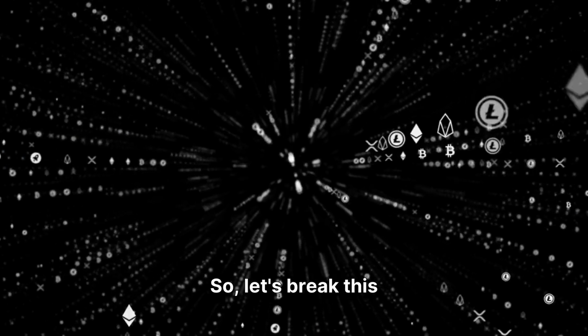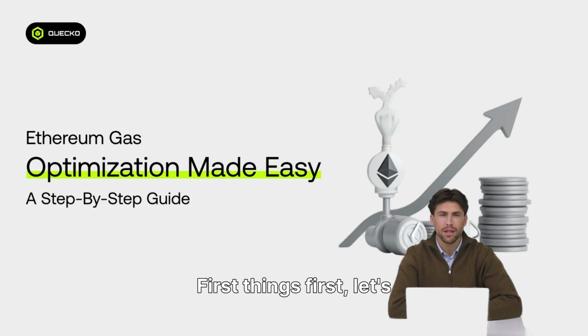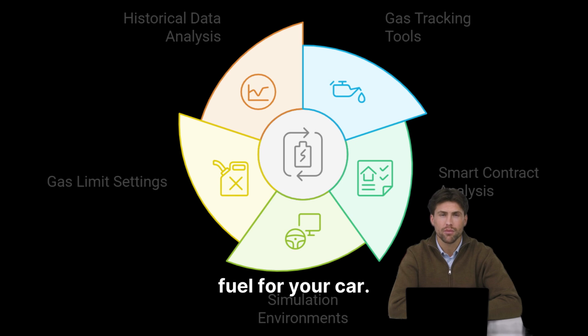So, let's break this down. First things first, let's talk about what gas is. In the Ethereum blockchain, gas is a unit that measures the amount of computational effort required to execute operations, such as transactions or smart contract interactions. Think of it like fuel for your car. Just like you need gasoline to drive, you need gas to power operations on the blockchain.